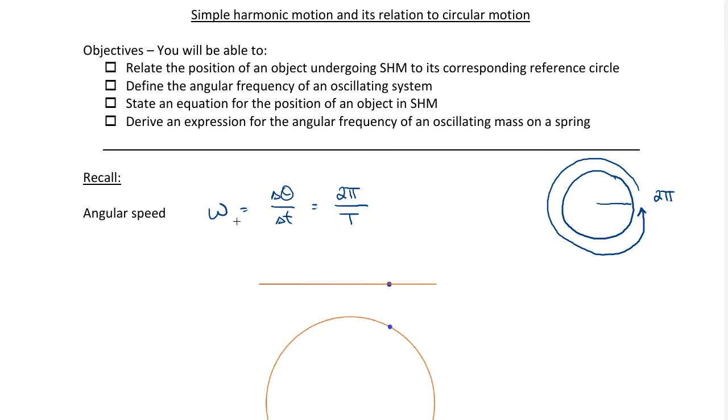So angular speed is equal to 2 pi radians divided by the period, and because period is equal to 1 over the frequency, we can rewrite that as 2 pi times the frequency as well. So again, angular speed is in radians per second and is telling us how quickly we're rotating through an angle. So why am I talking about this now when we are interested in simple harmonic motion?